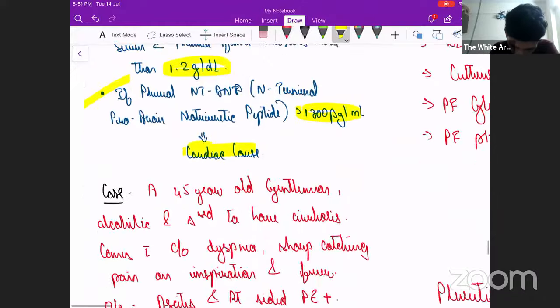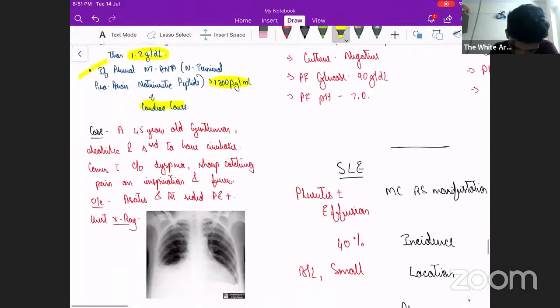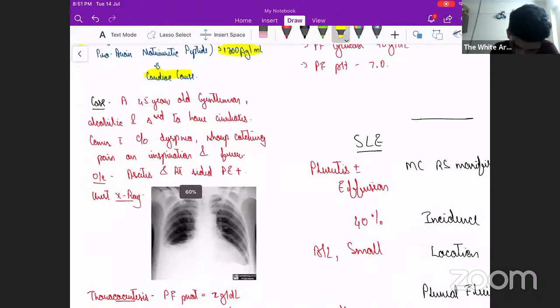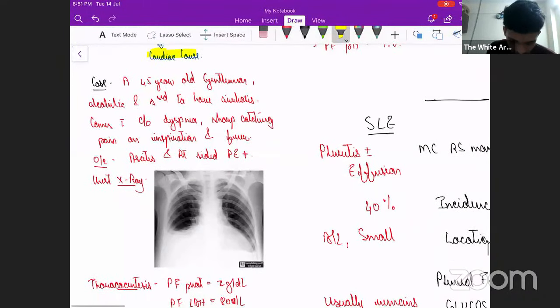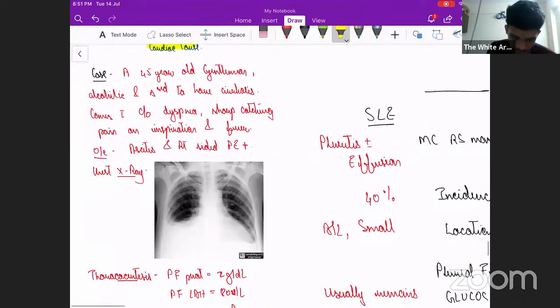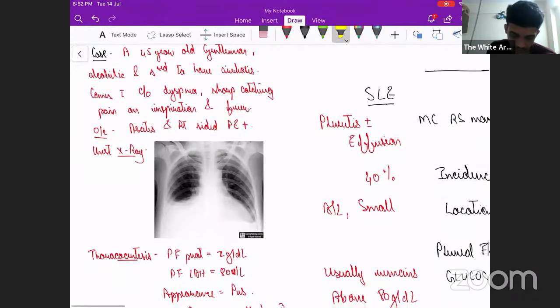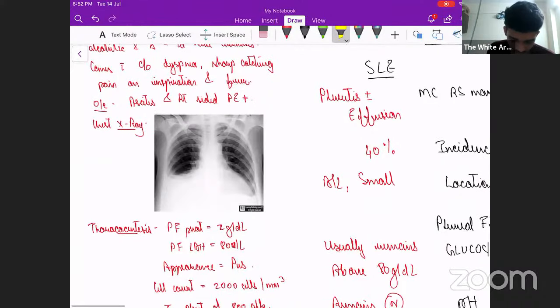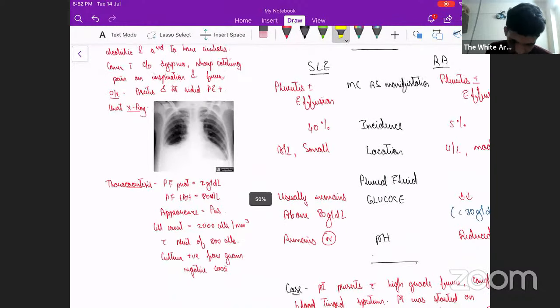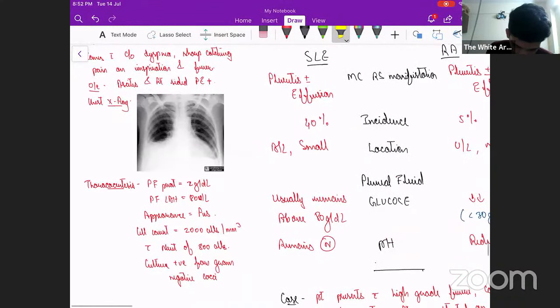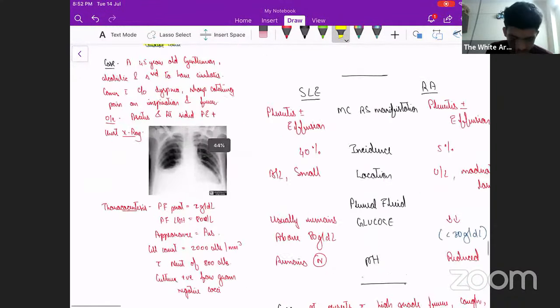Okay, so let's look into this case. A 45-year-old gentleman, alcoholic, diagnosed to have cirrhosis, comes with complaints of dyspnea, catching pain on inspiration and fever. Ascites was present, right-sided pleural effusion was present. This is the chest X-ray, and this is what you find on thoracocentesis. What is the diagnosis? Okay, this is the case.